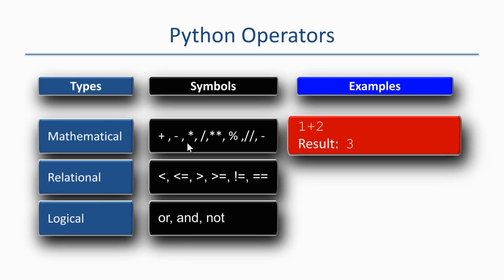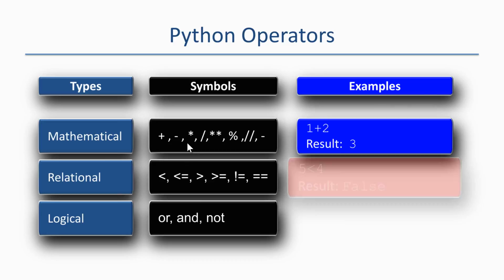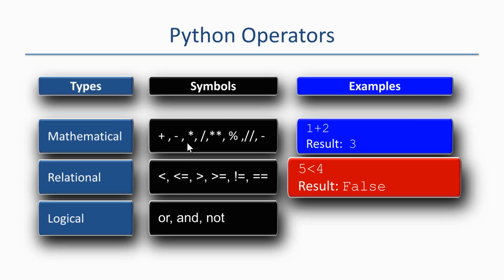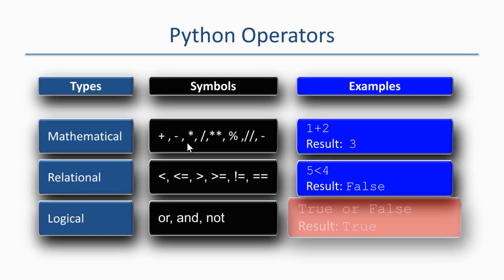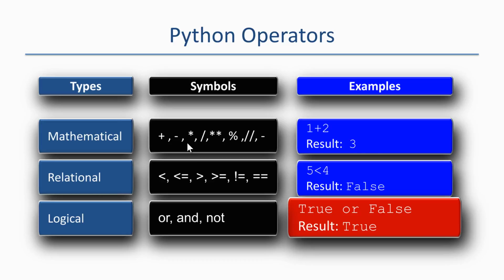These are some simple examples of how to use these operators. For example, when you say 1 plus 2, of course you are using the operator plus and the 2 operands 1 and 2, and of course the result is 3. In here, when you say 5 less than 4, remember you are asking a question. Is 5 less than 4? And the result, of course, is no, false. An example for the OR operator is when you say true or false, and the result will be true. Again, I will explain this in more detail in future lessons.